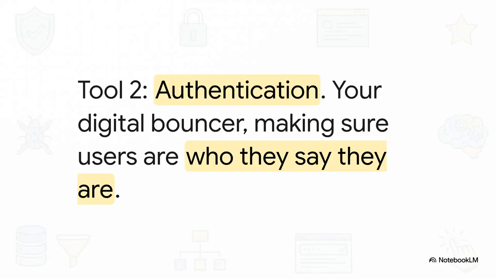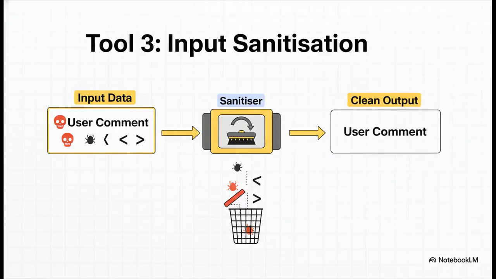Next is authentication. Think of this as your program's bouncer. It's there to make sure users are who they say they are, usually with a classic username and password. Then there's input sanitation. This is a big one. It's basically the process of cleaning up user input, stripping out any dangerous code or weird characters that could be used to attack your system.